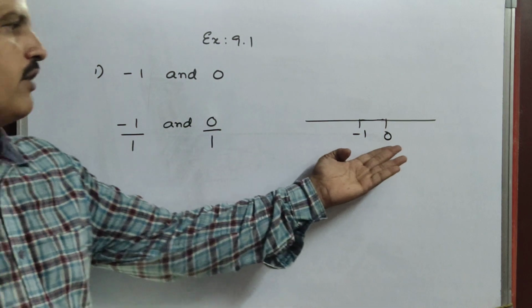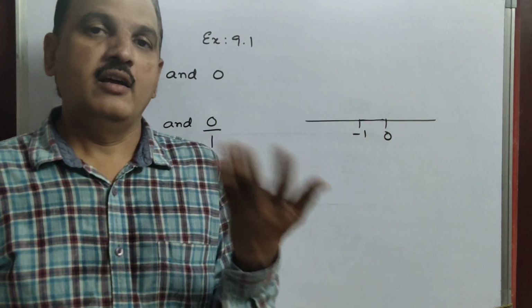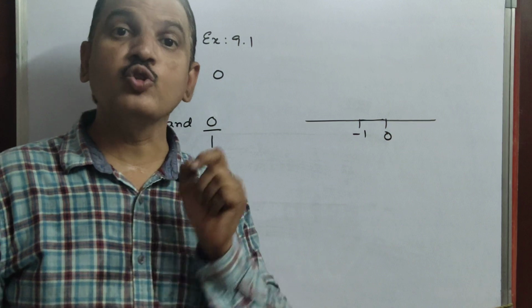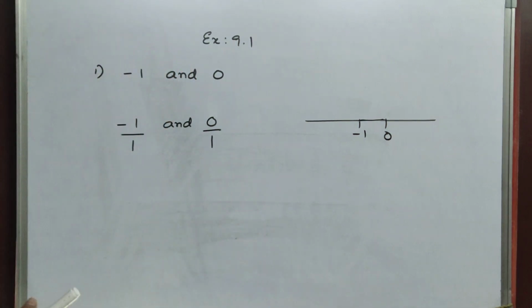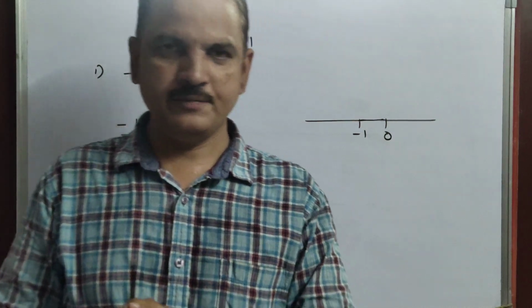But 0 comes immediately after minus 1, and it is asking for 5 rational numbers in between 0 and minus 1. So how do we find those rational numbers? Listen very carefully. How many did you ask, children? 5. I'll tell you a small story here.